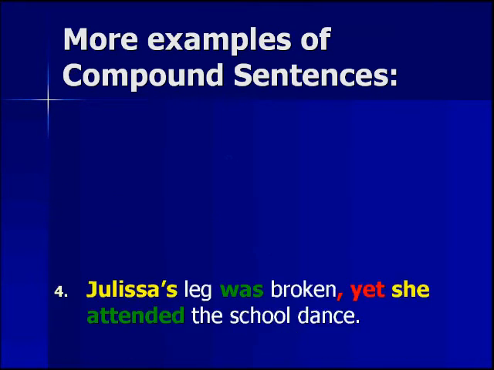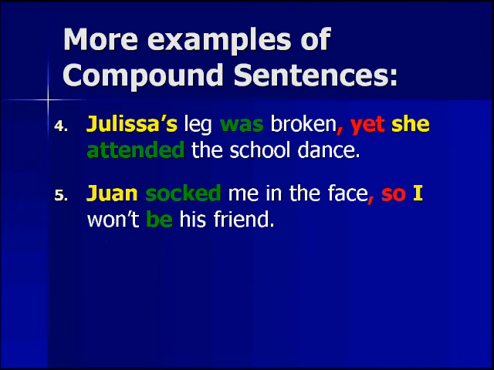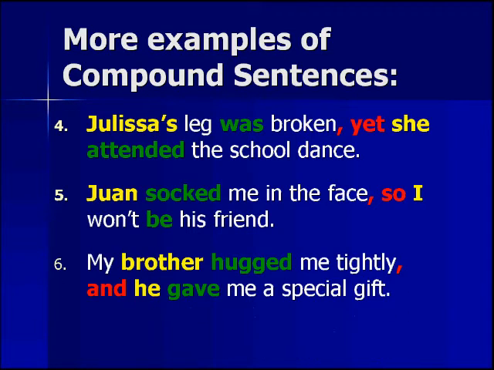Example number 4. Jalissa's leg was broken, yet she attended the school dance. Our coordinator is yet. Example number 5. Juan socked me in the face, so I won't be his friend. Our coordinator is so. Example number 6. My brother hugged me tightly, and he gave me a special gift. Our coordinator is and in this last sentence.